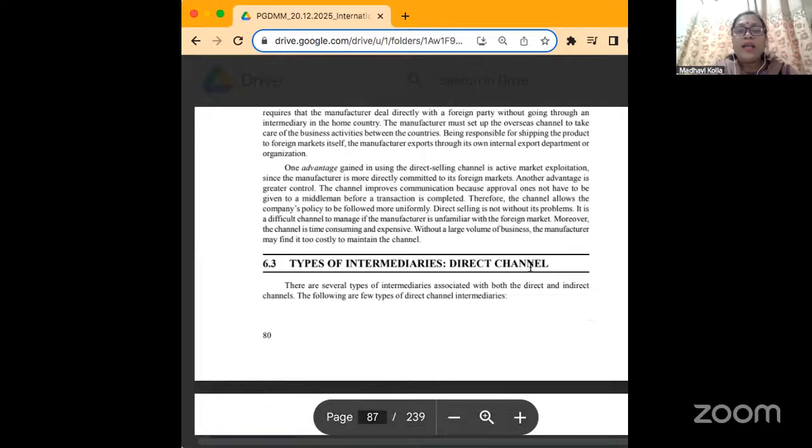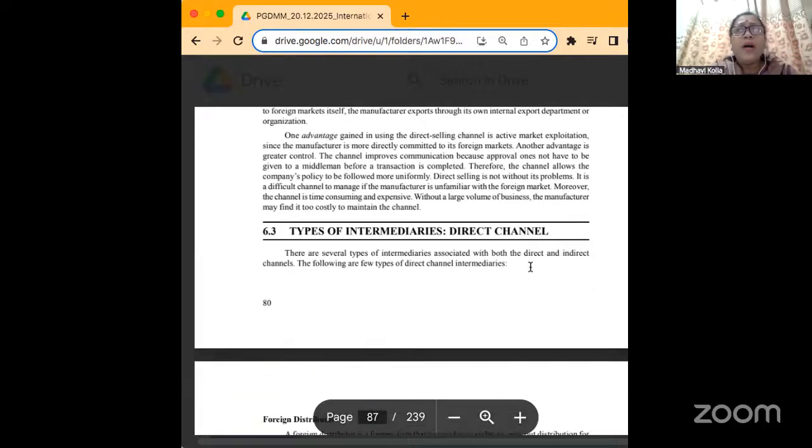So another advantage, of course, is greater control because the channel member is already settled abroad. They know the local conditions. They have better control because they know what can go wrong, what will go wrong, what is the expectation from all the macro environmental factors, and how they need to set up their systems so that they are in line with the local conditions.